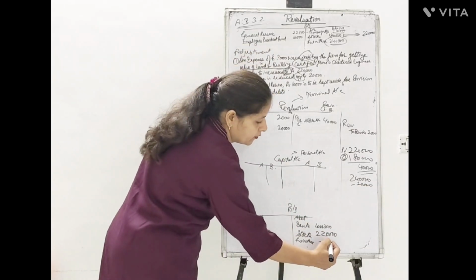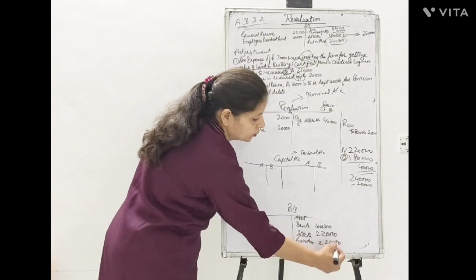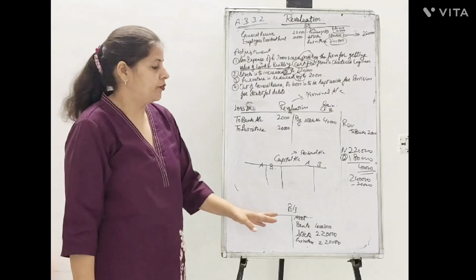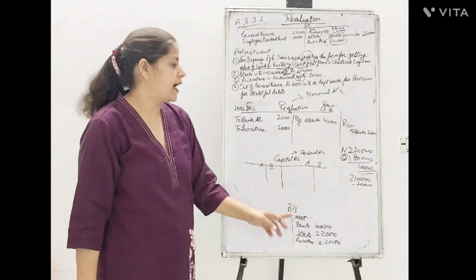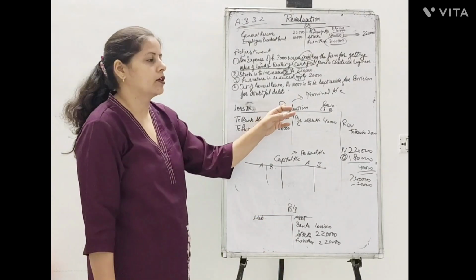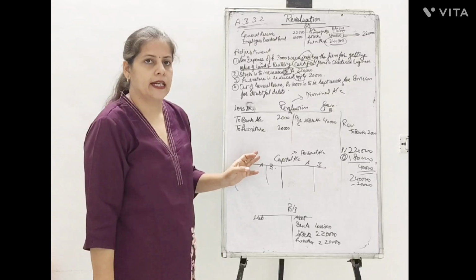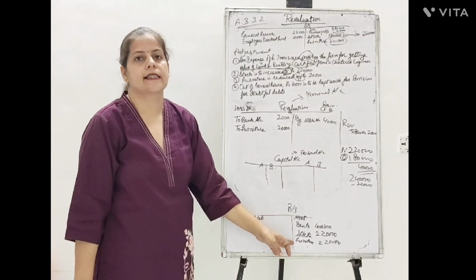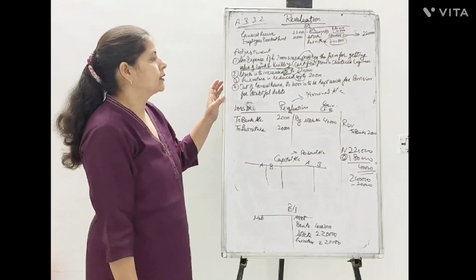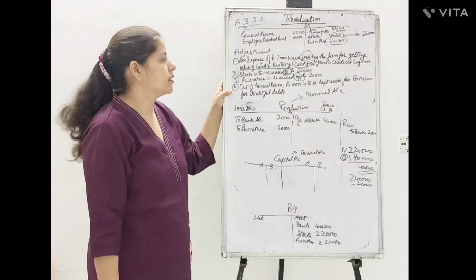Now it would be recorded with 2,20,000 here. Got it? So furniture value is reduced, that's why it's coming on the debit side of your revaluation account. It is a loss on the asset value.